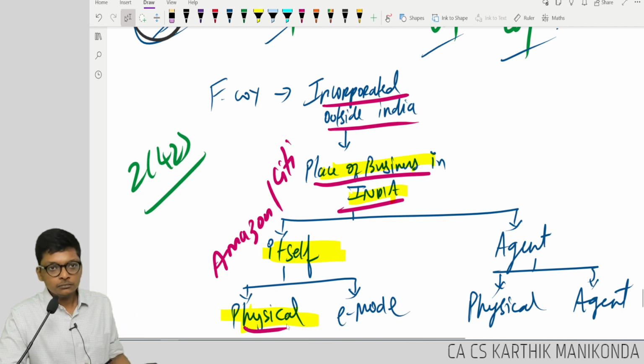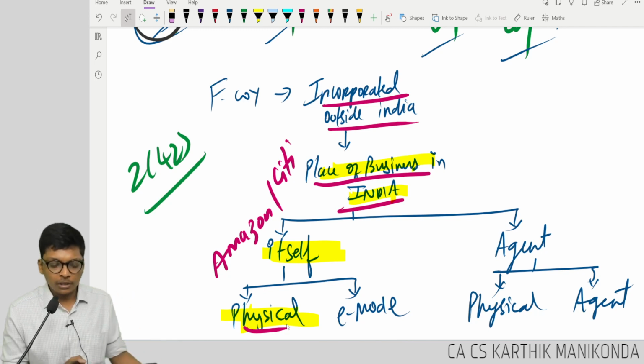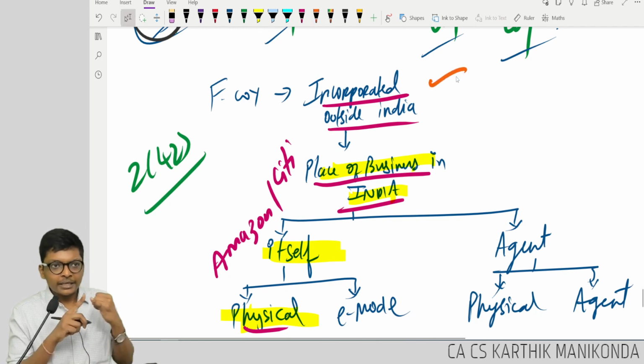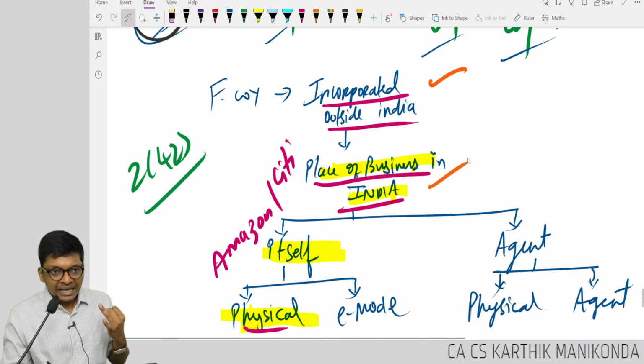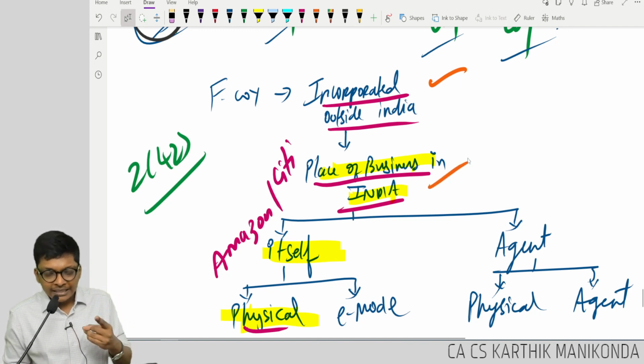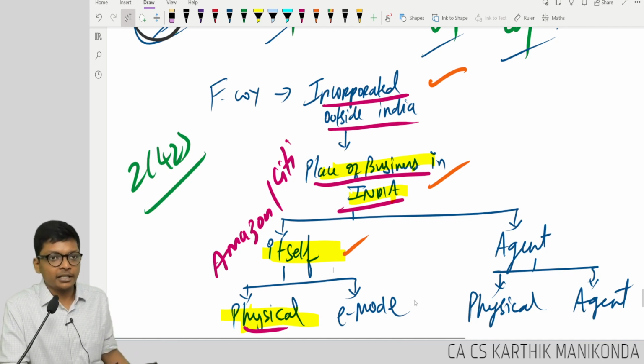Correct? Are you all following? Amazon also has offices in Chennai and many other places. Now give me an example of a foreign company incorporated outside India that has a place of business in India through itself but online, and doesn't have an office in India. Example.